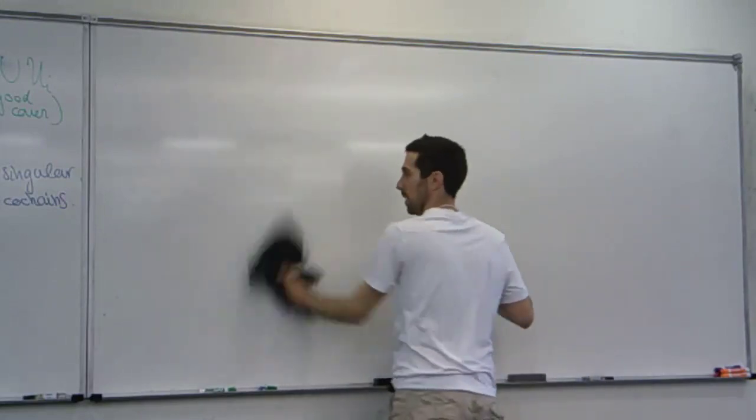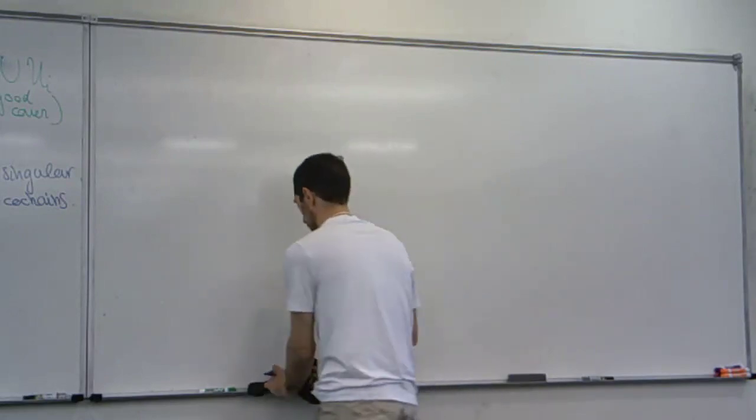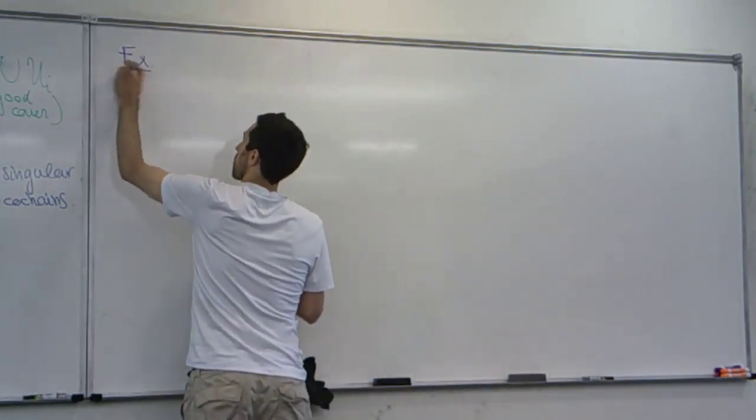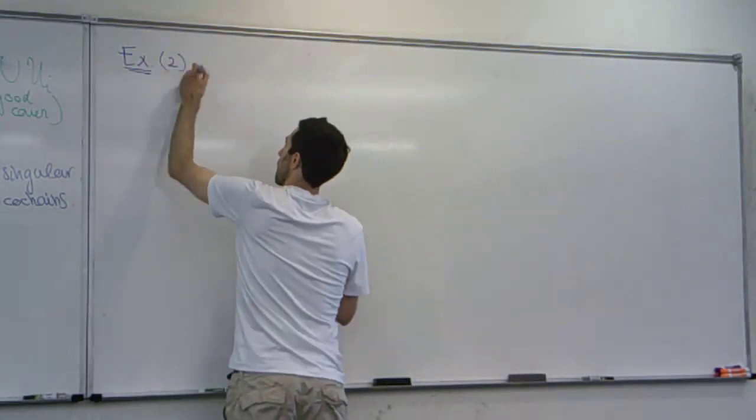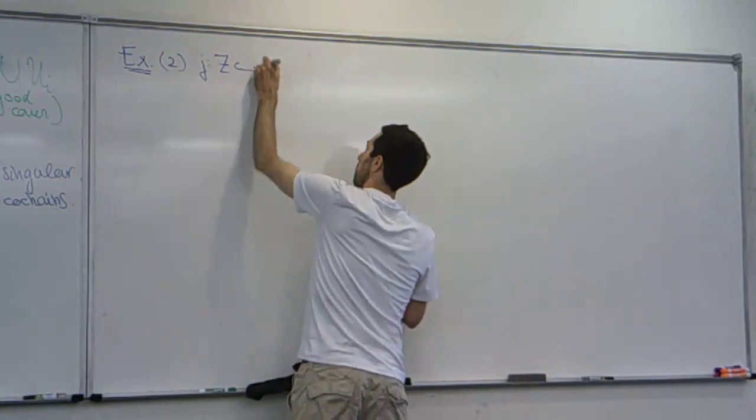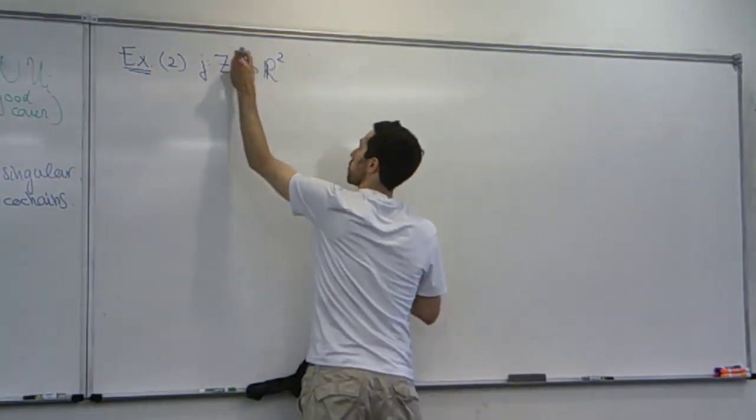The first example beyond the constant sheaf is the following. Example: let j be the inclusion of a closed set. So this is a closed inclusion.